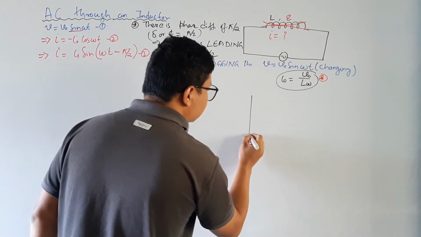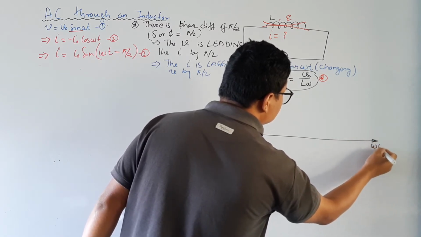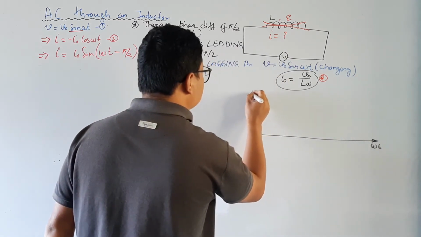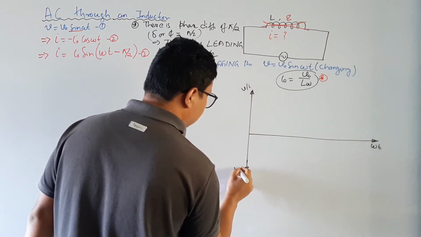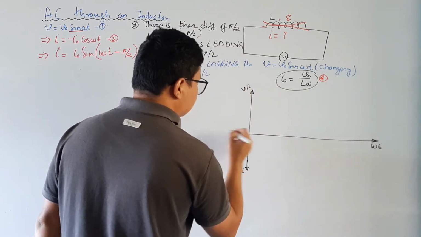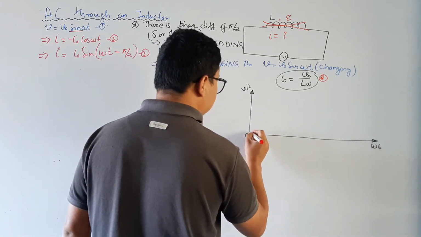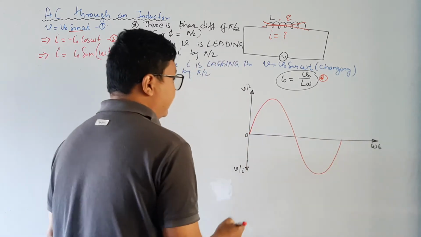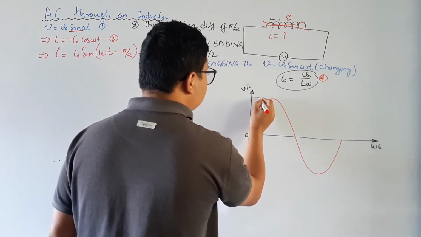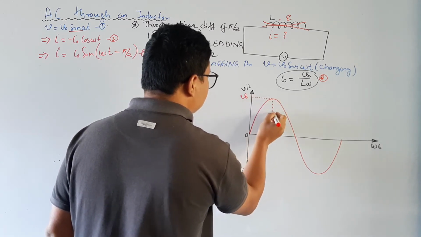Okay, let us plot it in the graph. This is omega t, and this is my voltage or current. So this is also my voltage or current. So this is 0. Okay, so let me plot the voltage first. So this is my voltage. Okay, and this is the maximum voltage, that is V0, and what is this value?